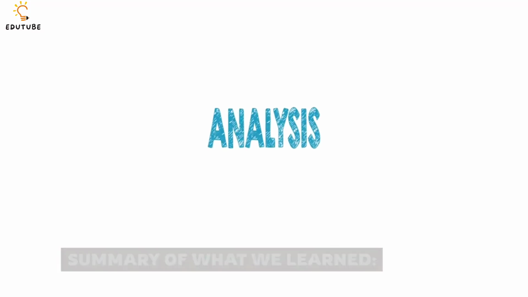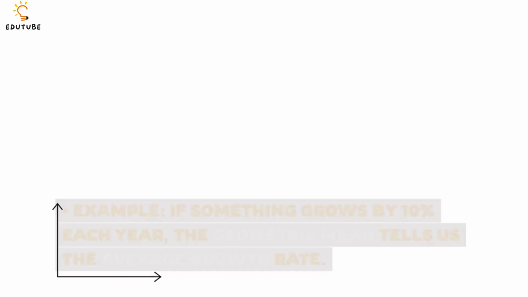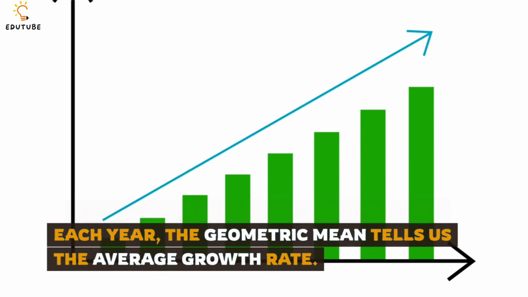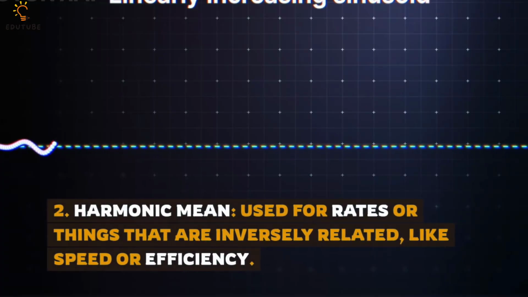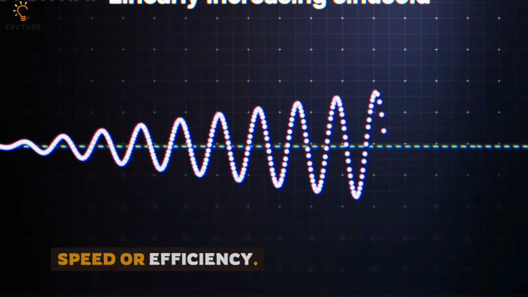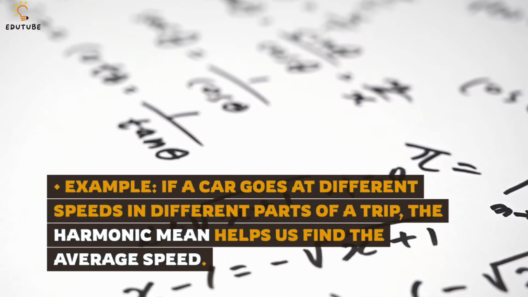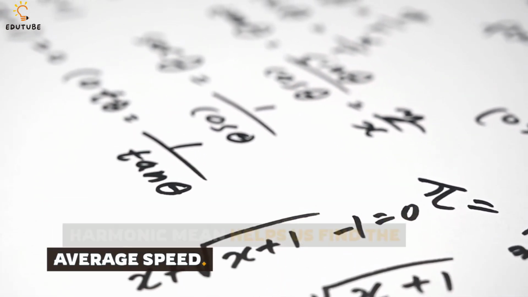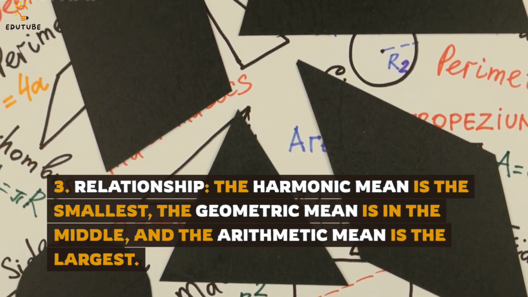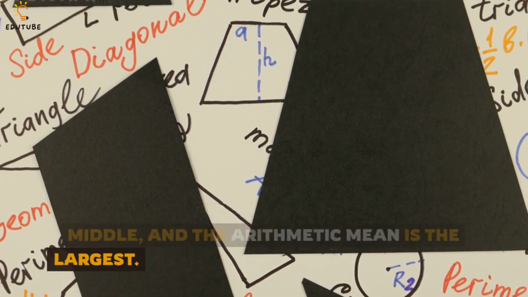Summary of what we learned. 1. Geometric mean, used for multiplicative data or rates of growth. Example, if something grows by 10% each year, the geometric mean tells us the average growth rate. 2. Harmonic mean, used for rates or things that are inversely related like speed or efficiency. Example, if a car goes at different speeds in different parts of a trip, the harmonic mean helps us find the average speed. 3. Relationship. The harmonic mean is the smallest, the geometric mean is in the middle, and the arithmetic mean is the largest.